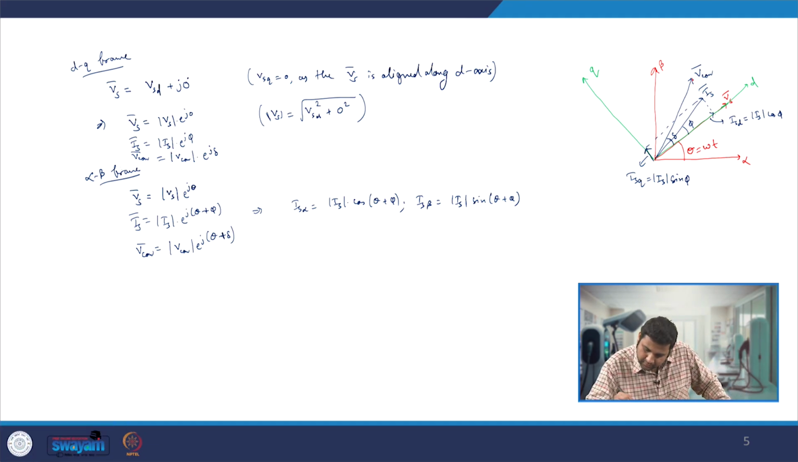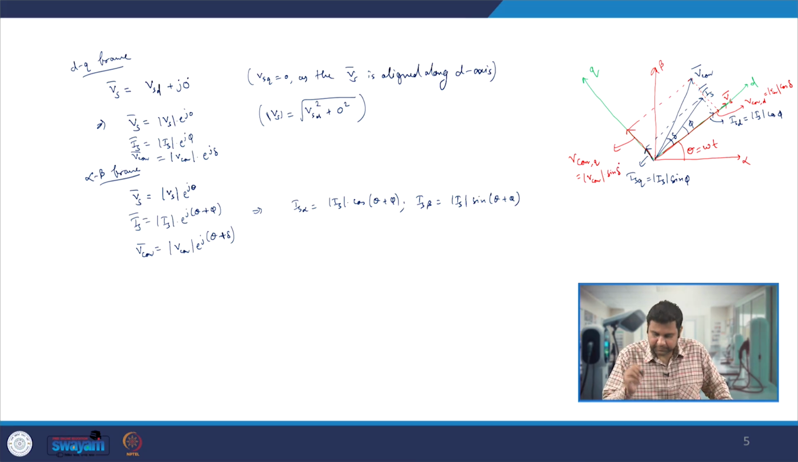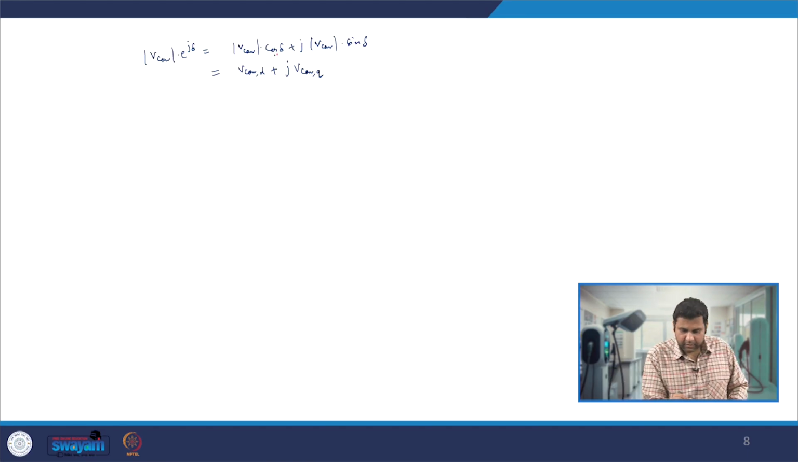So this we can see, this V converter, let us take the red color. So if we take this V converter, the D component is nothing but modulus of V converter cos delta, and if we take the Q component, this is nothing but V converter Q component, and that is nothing but magnitude of V converter space vector times sin delta, and that is what we have written over there. Modulus V converter sin delta is nothing but V converter Q component.